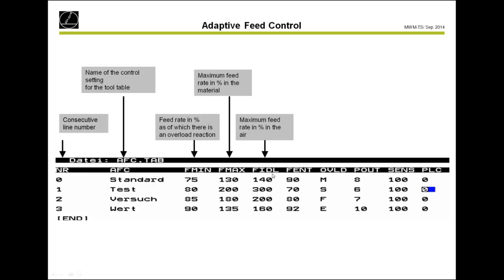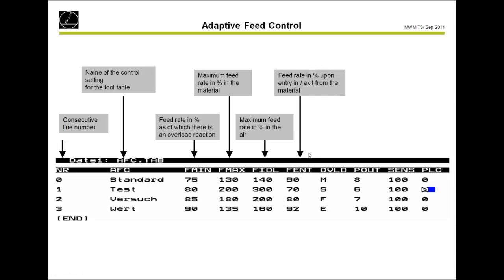When the control detects an exit of the material, then we can switch to the feed rate in the air, FIDL. That's the feed rate in the air. So when the control did not detect any material, so no spindle load, then we can switch to the feed rate in the air. So again, a higher feed rate, always in percent of the programmed feed rate.